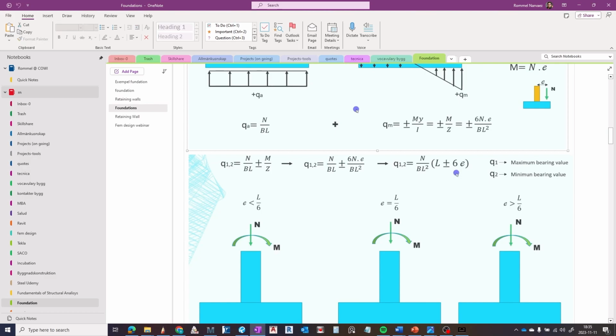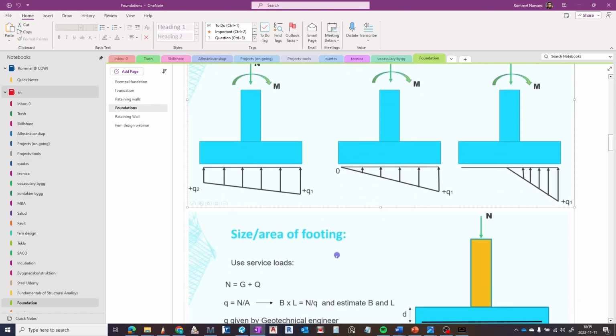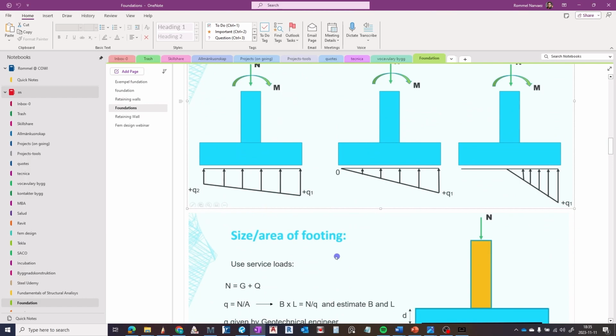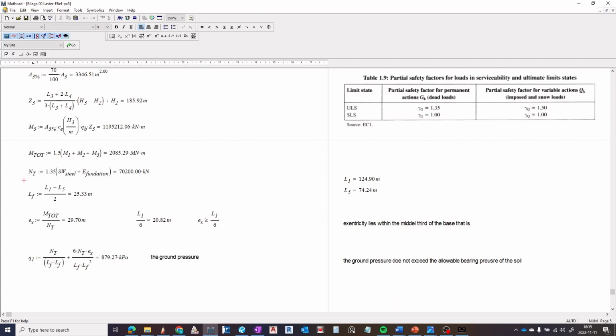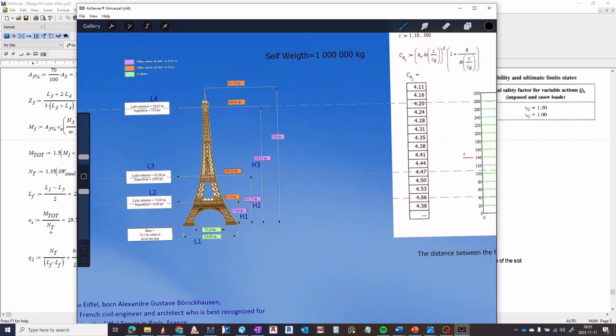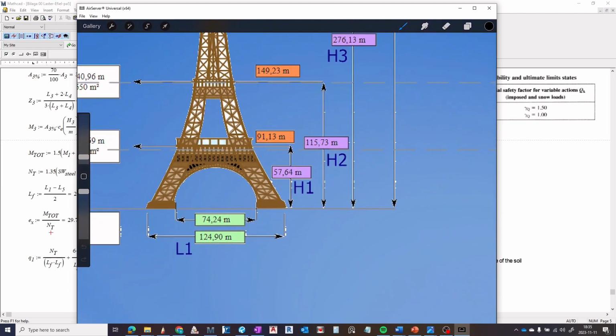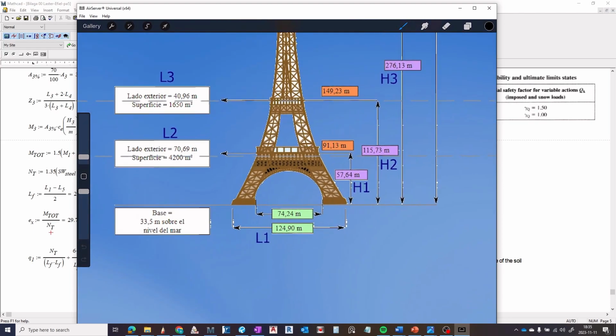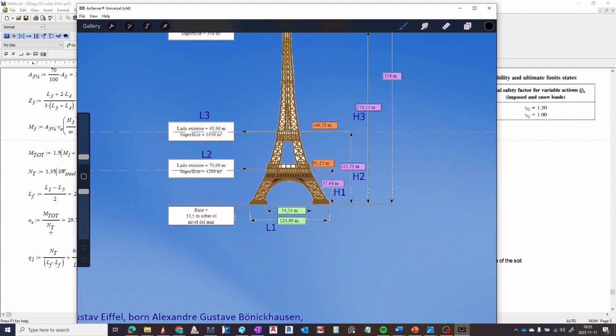You get the first equation here, and you have 3 forms of the soil producing a pressure on the ground. So that's what you see here. So I need the dimension of the foundation, and the dimension for the foundation you take from this picture here. So L1, L5. In my case, L5.